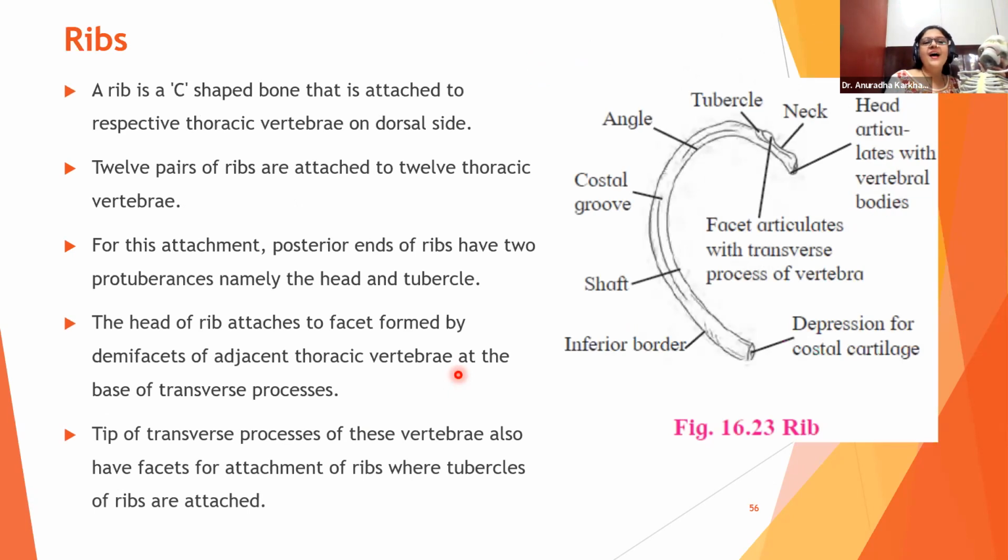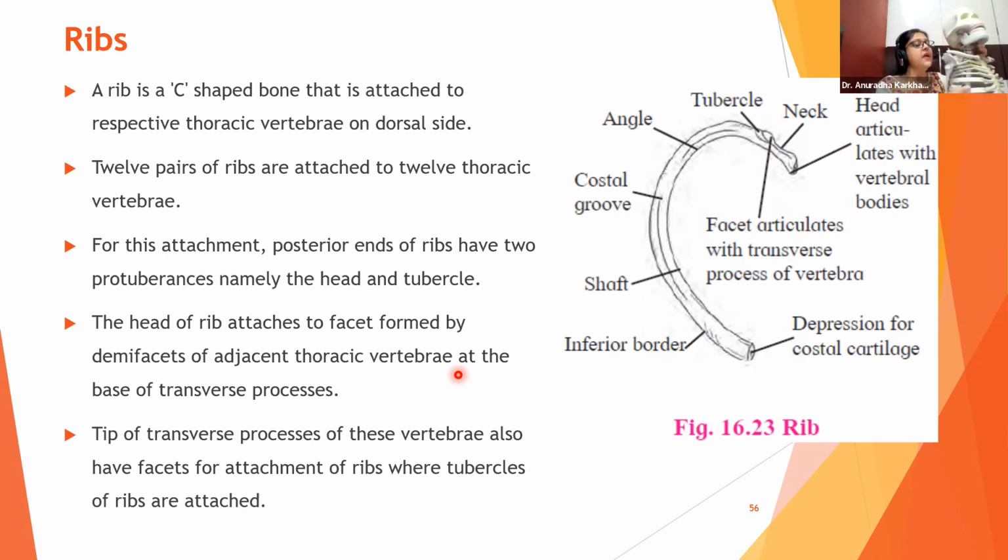Ribs. A rib is a sickle-shaped bone that is attached to respective thoracic vertebrae on the dorsal side. 12 pairs of ribs are attached to 12 thoracic vertebrae. For this attachment, posterior ends of the ribs have two protuberances, namely head and tubercle. So here, of course, it is a little difficult for you to see.